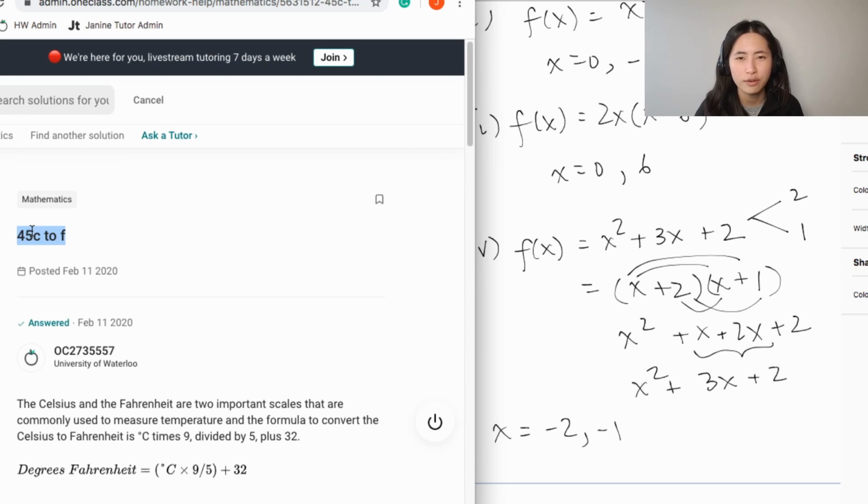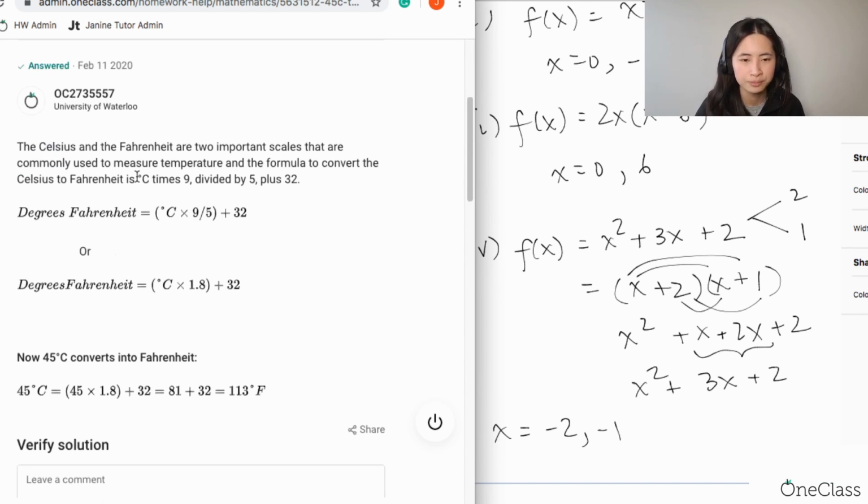Convert 45 degrees Celsius to Fahrenheit. So, here it says the Celsius and the Fahrenheit are two important scales that are commonly used to measure temperature, and the formula to convert Celsius to Fahrenheit is, there we go.